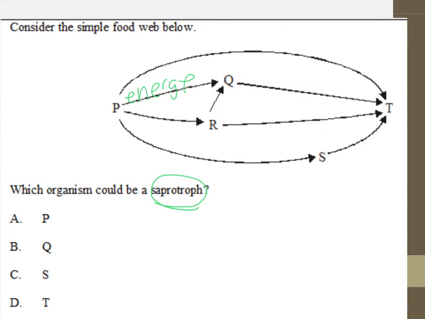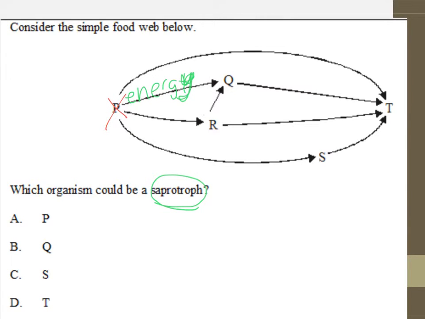All right, well, so I'm thinking from P to Q. This is energy. From P to Q, it looks like P might be a producer because its energy is going to a lot of other organisms. Okay, and we know that saprotrophs are kind of the end of the line. They're taking dead organic matter and recycling it. Not many things are going to eat saprotrophs, so I shouldn't find any energy flowing from a saprotroph. So I know that P cannot be the saprotroph.